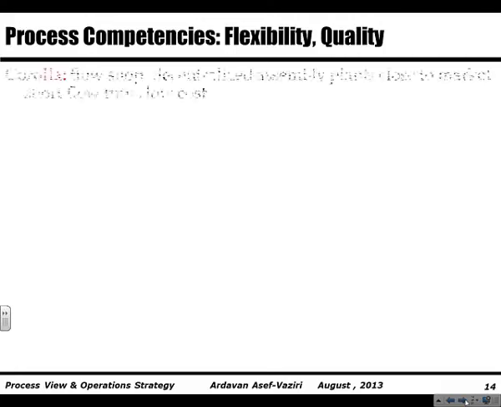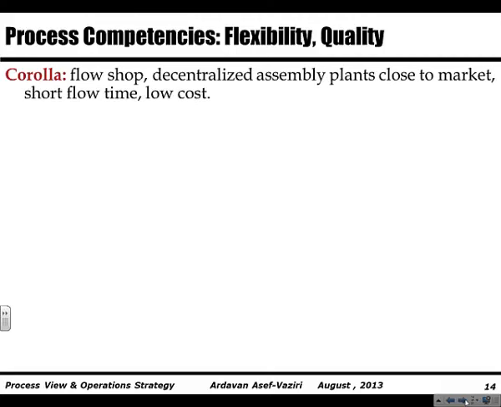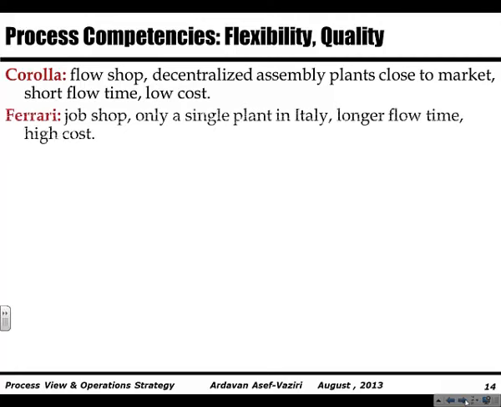All we say is correct for production systems and for service systems such as distribution systems, healthcare systems, entertainment systems, and so on and so forth. Corolla has a flow shop, the centralized assembly plant close to market, short flow time, low cost. Ferrari has a job shop, only a single plant in Italy, long flow time, high cost.